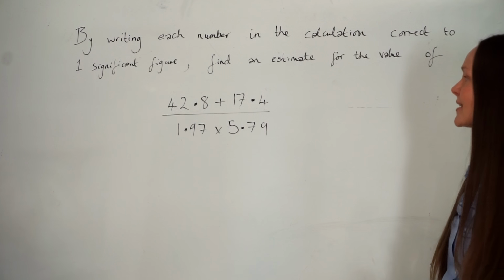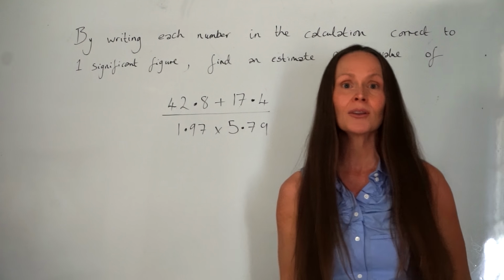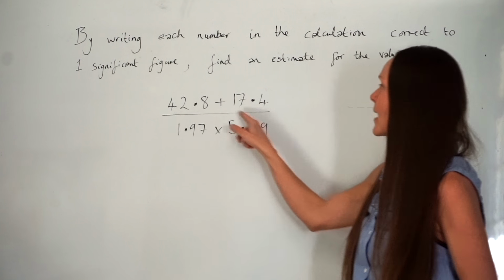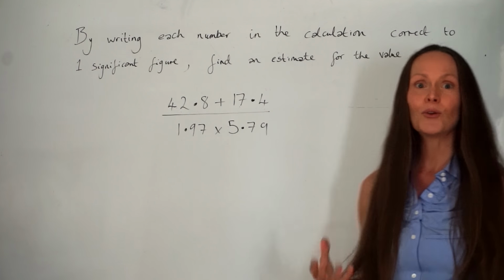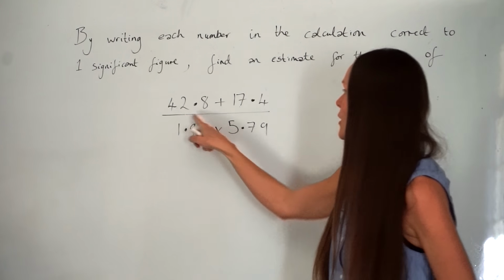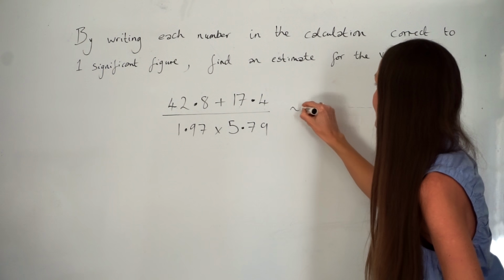In questions like this, it's very important to show your working out. You need to show that you know how to work out each value rounded to one significant figure before you actually do the calculation. So let's have a go at rounding the first value here, 42.8.